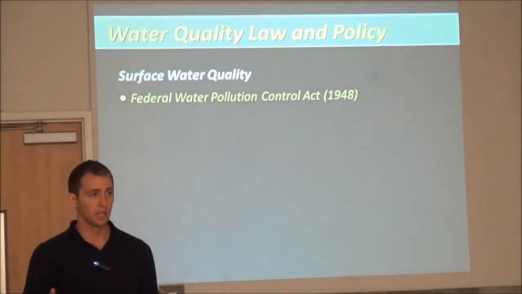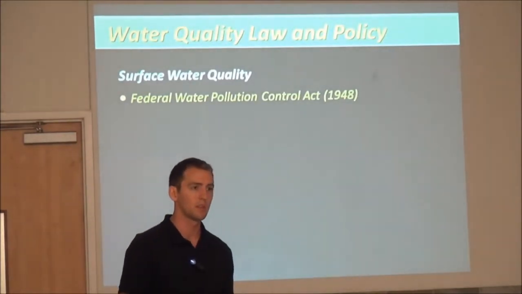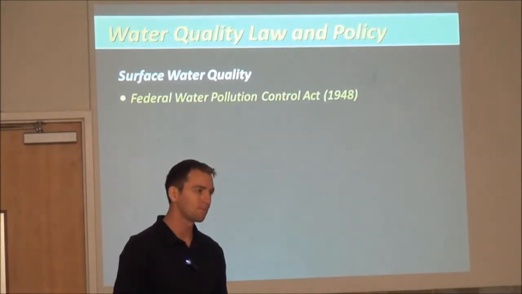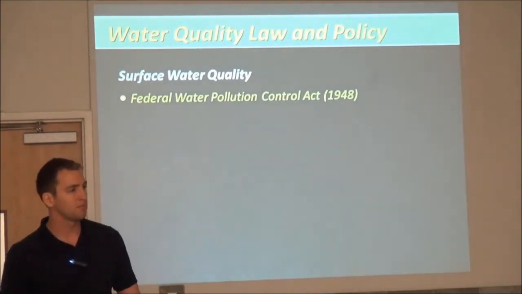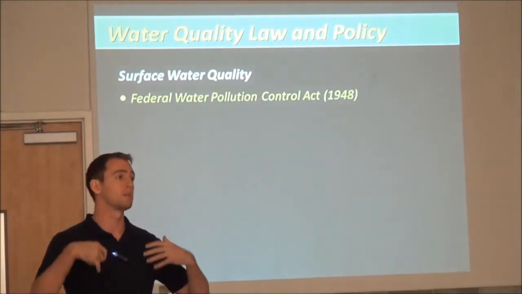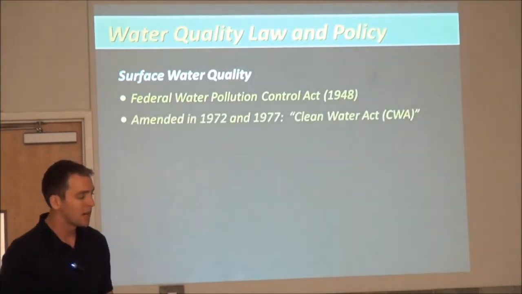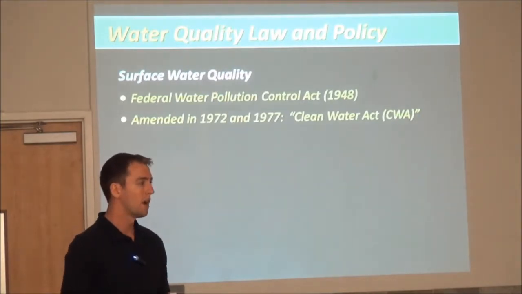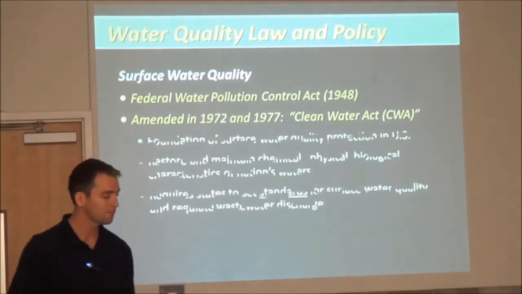And diving into some federal legislation, the first piece of federal legislation that dealt with surface water quality was the Federal Water Pollution Control Act of 1948. This primarily dealt with industrial and municipal wastewater discharge issues, and it didn't have a whole lot of teeth to it, but it was a start. It was significant in that it was the first piece of legislation that came about. It's been amended several times since then to become what we know today as the Clean Water Act. The most significant amendments took place in 1972 and 1977.